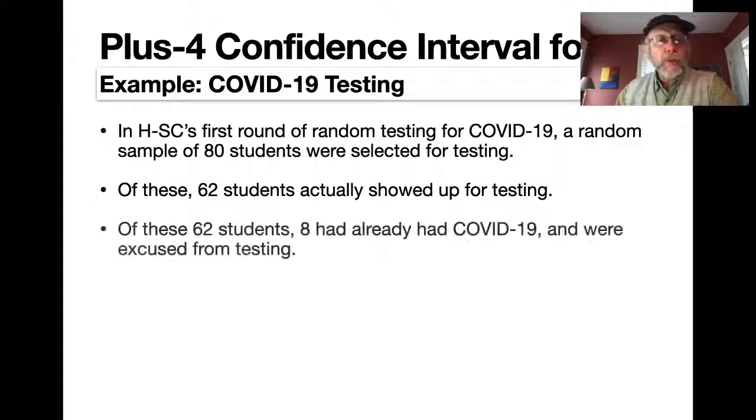Among the 62 students who actually showed up, it turned out that 8 of those already had been diagnosed with COVID 19, either through a test or through some sort of doctor's diagnosis, and they were excused from testing. The idea here was that because they had already had the disease and recovered, they were immune to further infection.